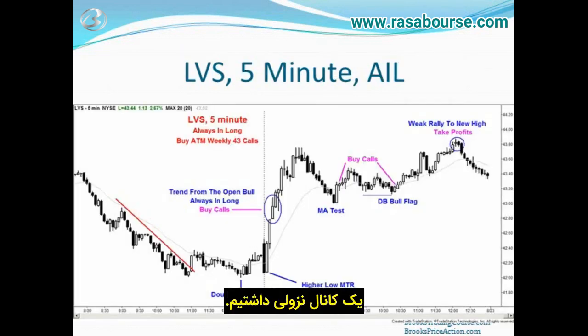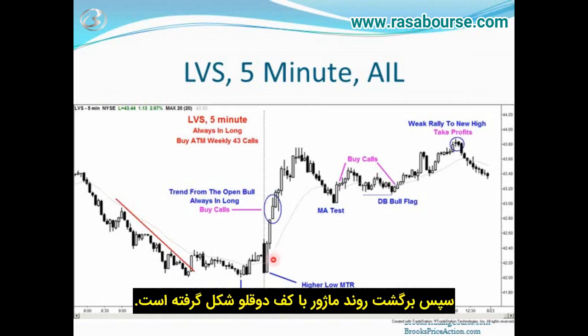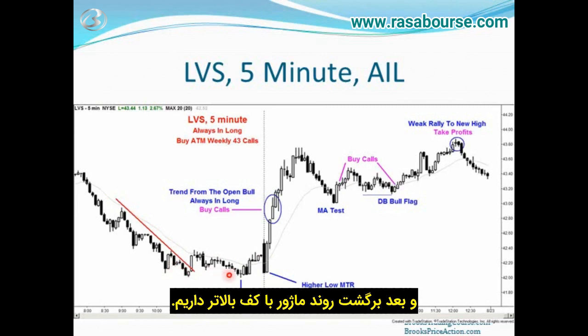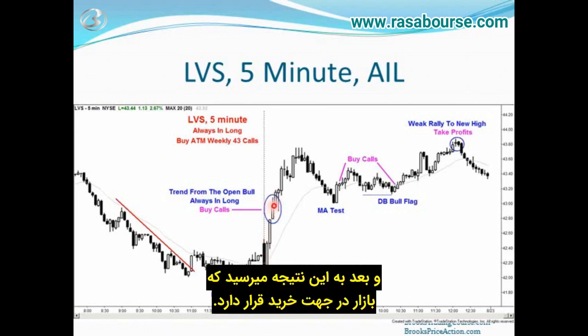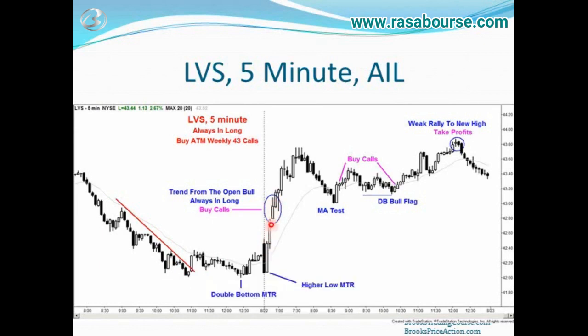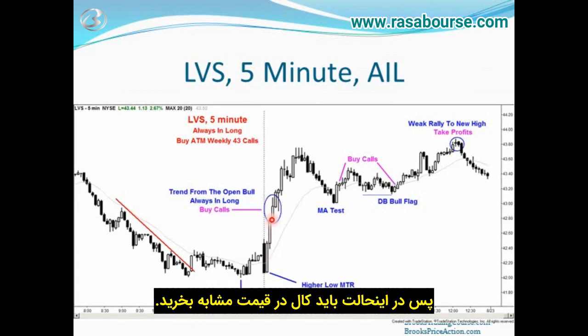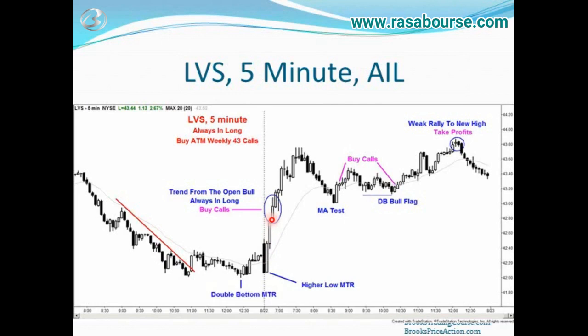Okay, the market was in a bear channel. We had a double bottom major trend reversal here, and then a higher low major trend reversal and a 2-bar reversal. And let's say you noticed somewhere around here this huge bull spike, and you decided that the market was always in long. What you can do is just go ahead and buy at the money calls, right?